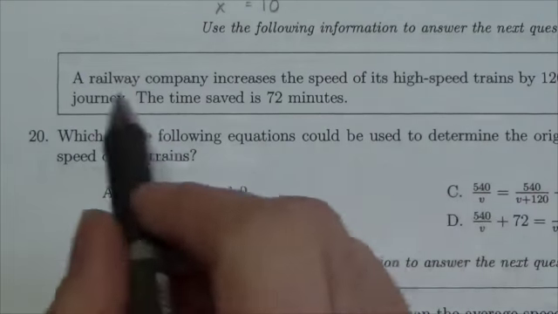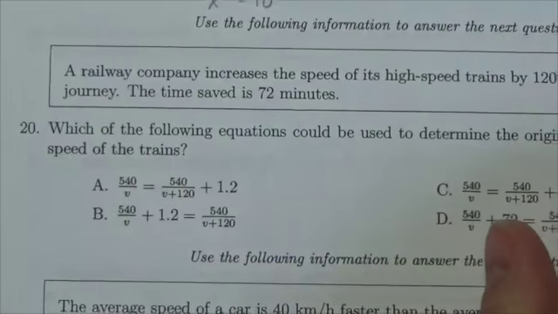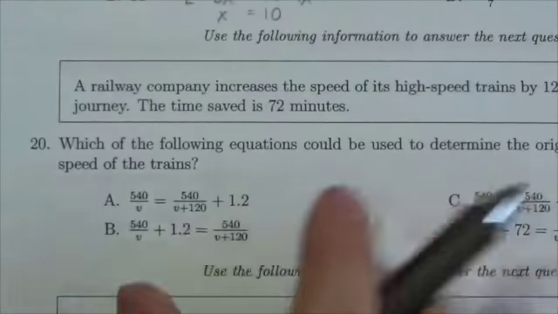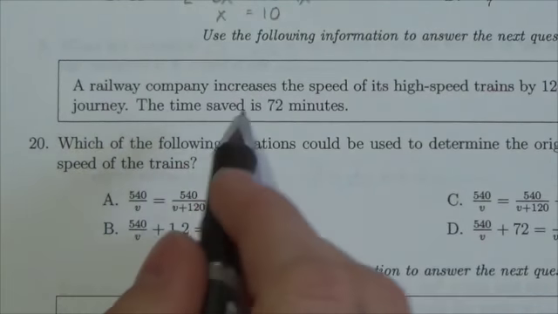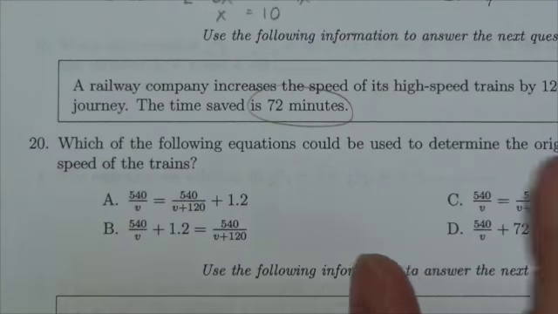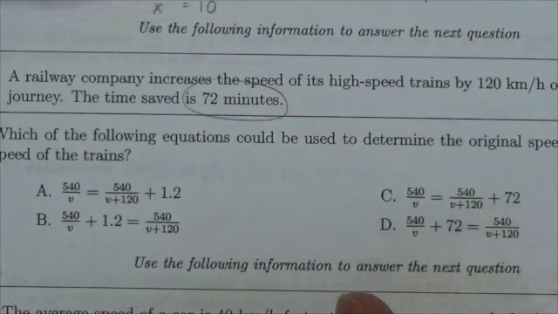So in this question we read, first of all, that a railway company increases the speed of its high-speed trains by 120 kilometers per hour over a 540 kilometer journey. The time saved is 72 minutes. Now the question here is which of the following equations could be used to solve for the original speed, essentially of both trains really, but this is saying of the original speed and the new speed of the train. Okay, it is both speeds here. So which one could we solve here?